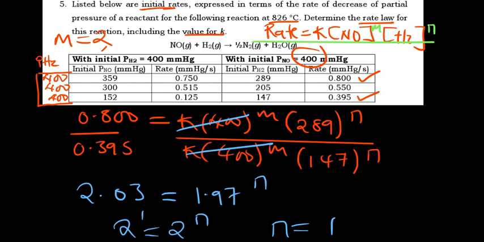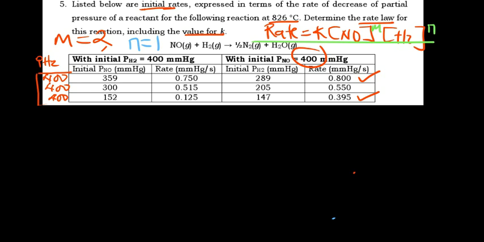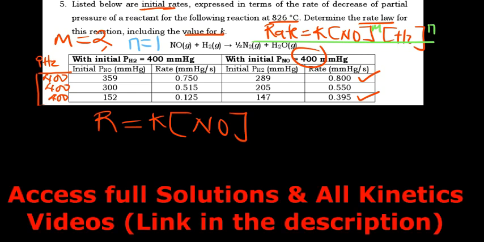Due to experimental errors, that's why there may be such minimal differences. So we found the reaction orders with respect to both reactants using the data given in the table. If we're going to write our rate law, it will be R = k. With respect to nitrogen oxide, the power m was found to be 2. With respect to hydrogen, it was found to be 1. So we found the rate law.